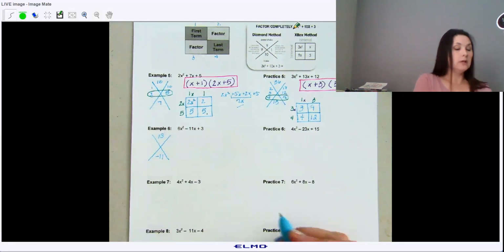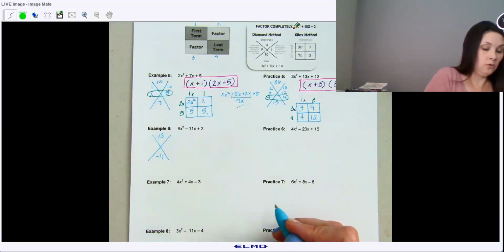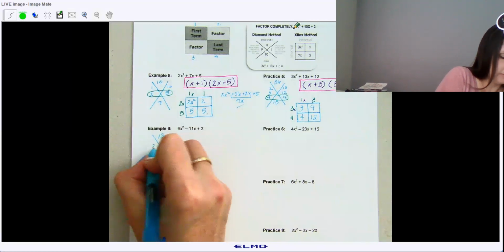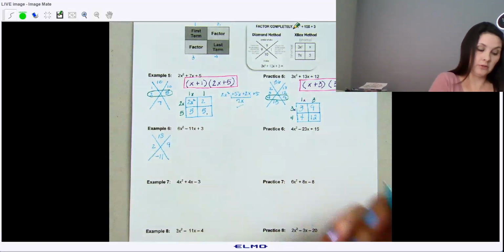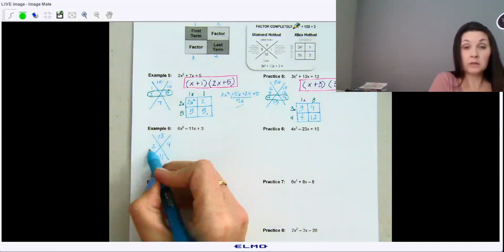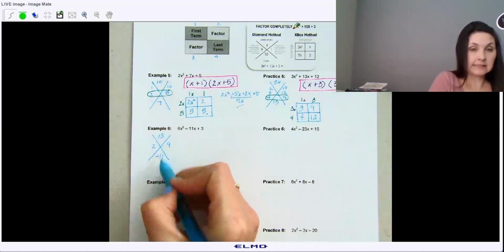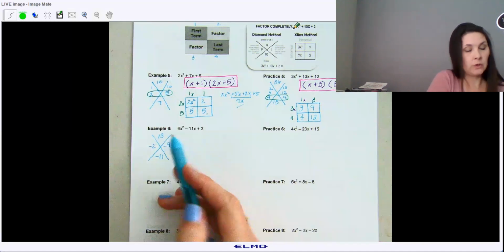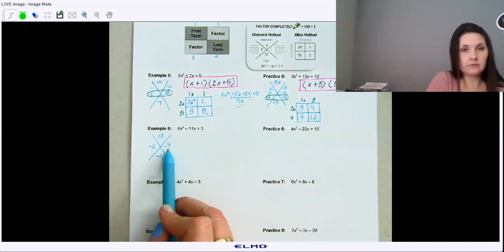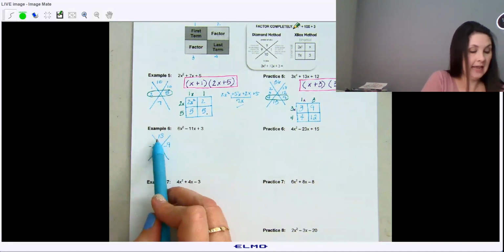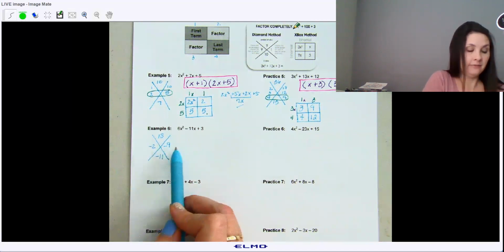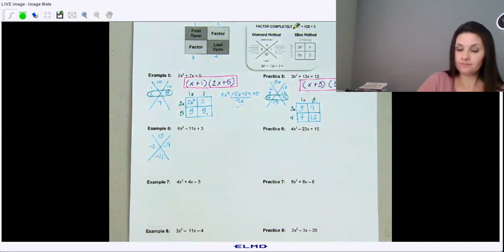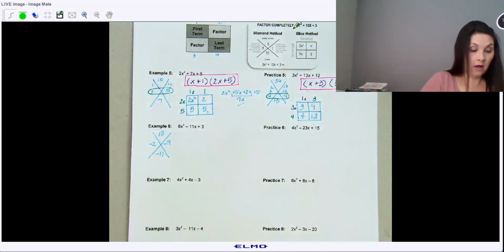All right, so let's go with 2 and 9, right? 2 times 9 is 18, 2 plus 9 is 11. And since this is negative, that means that both of these end up having to be negative. So negative 2 times a negative 9 does give us a positive 18, and negative 2 plus a negative 9 gives us a negative 11. Okay, so we now need to use our box.